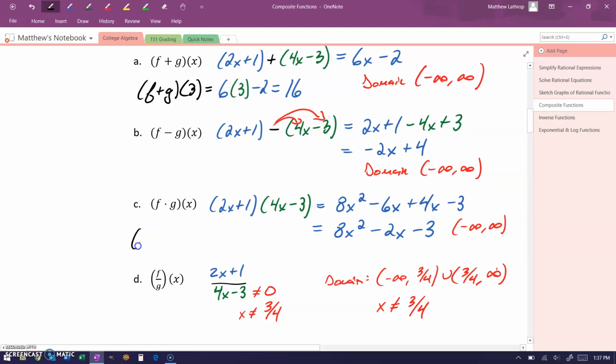In part C, if we were asked to evaluate f times g of, let's say in this case, 4, we would look at that resulting function for f times g and evaluate it for x equals 4. Which would in this case give us 117.